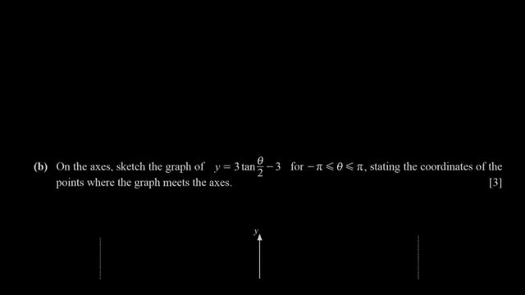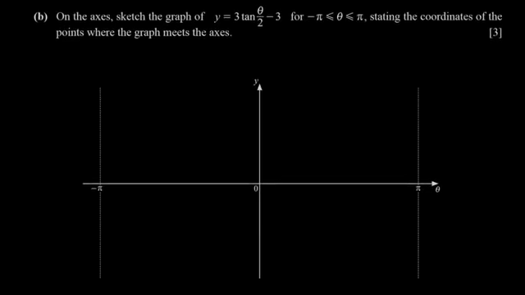All right then, let's go down. So we want to do part B. On the axis, we want to sketch the graph of this function between minus pi and positive pi, stating the coordinates of the points where the graph meets the axis. Now, they've been really nice here. The way they've been nice is they've already given you the asymptotes of the graph.